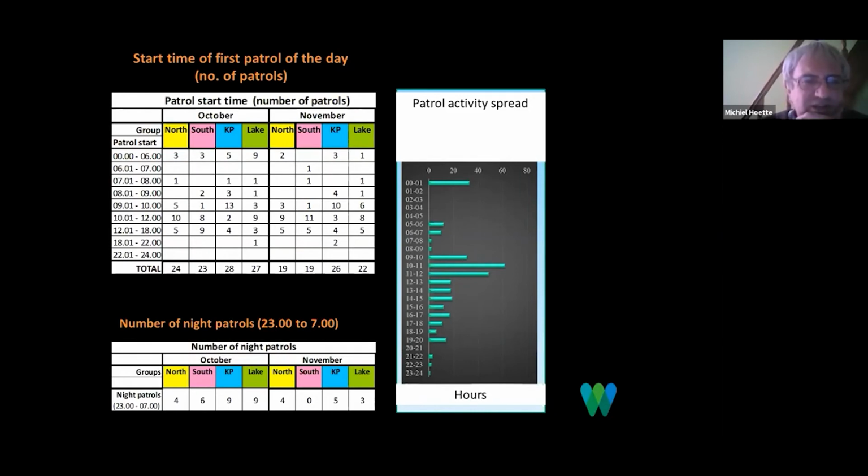So basically you can set targets then for early morning patrols, for instance, and night patrols, and then see if they were met. And it's also possible to make something like a graph on the right side, basically to see how activities are spread over the 24 hours of the day.